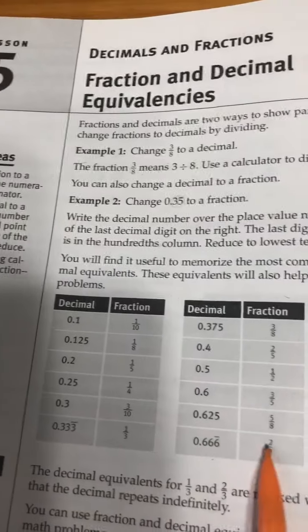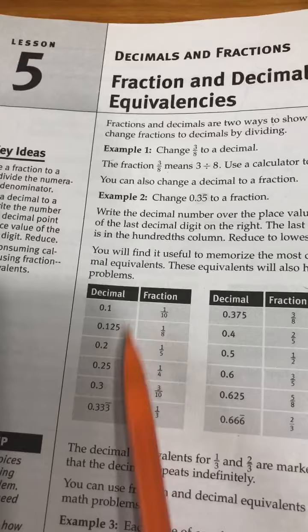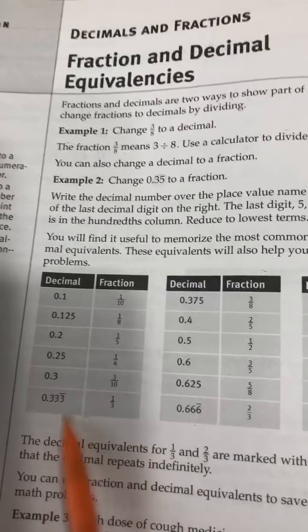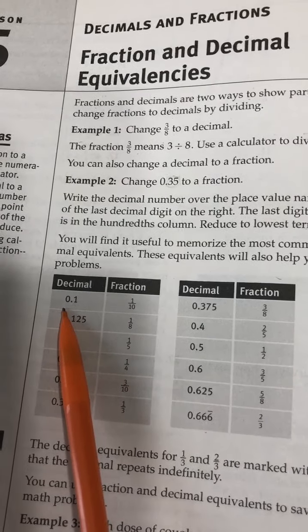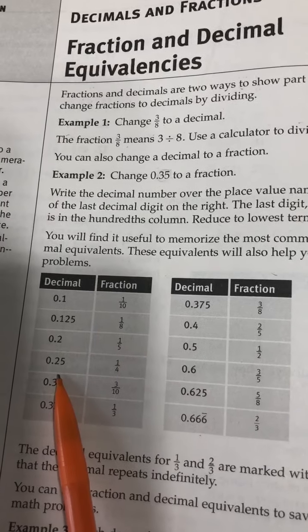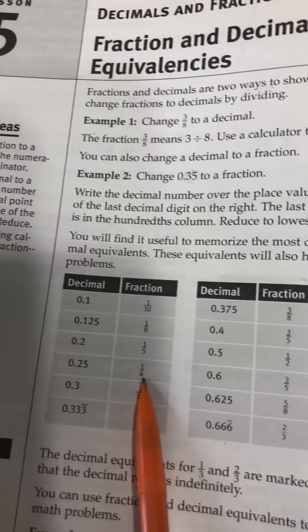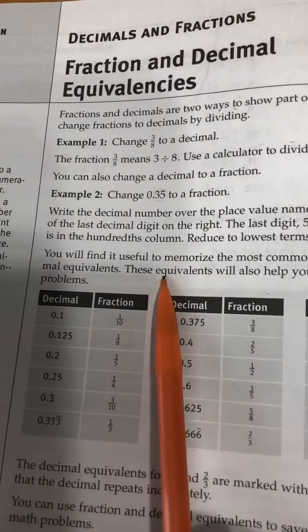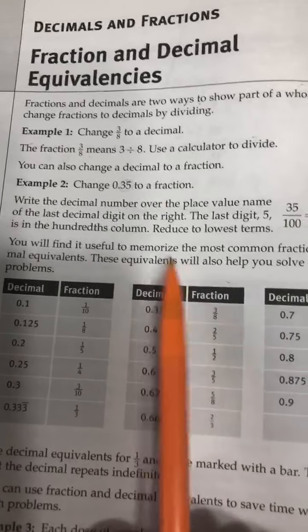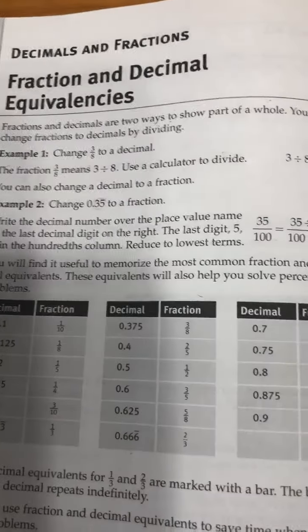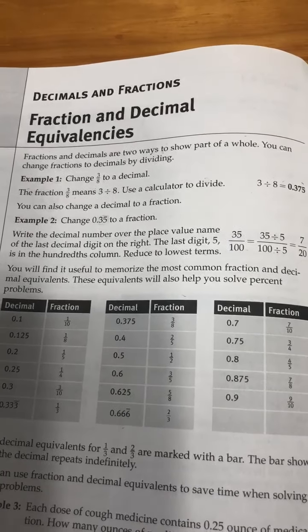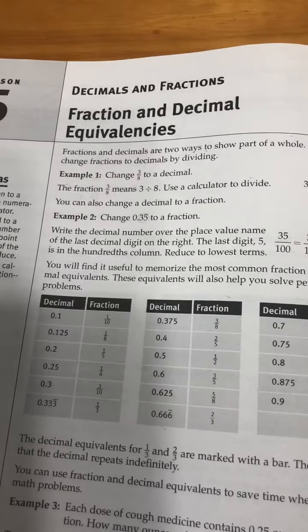Now they have these 3 tables here, 2 columns in each table. One column is decimal, and the other column next to it, you see the fraction that's equivalent to that decimal. For example, 0.1 is equivalent to the fraction 1 over 10. Another example, 0.25 is equal to 1/4. So they're telling us in this little paragraph that it might be helpful to memorize these basic or most common fraction and decimal equivalents, just to make it easier to solve problems in math that deal with percentages, for example.